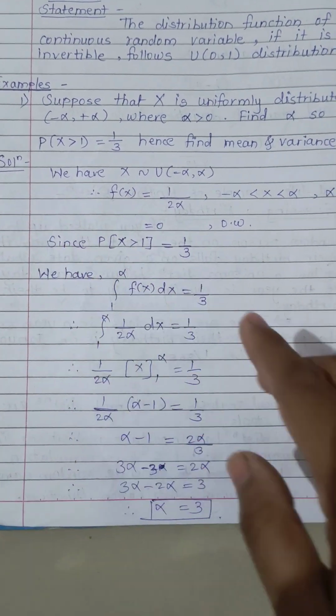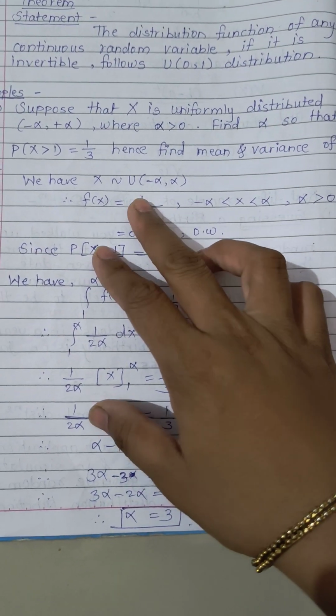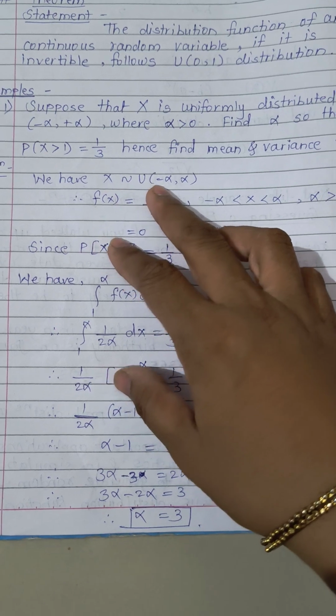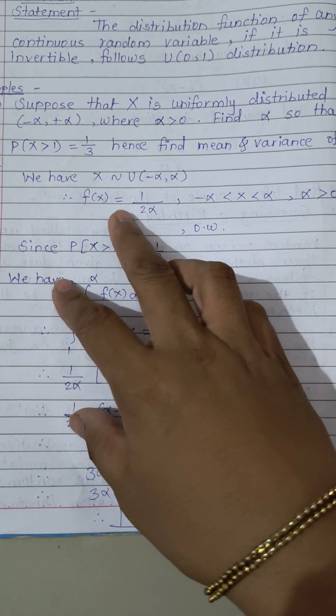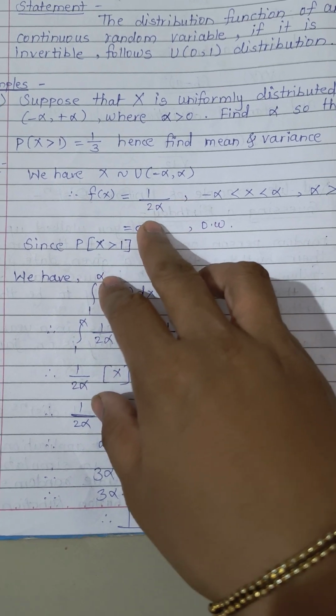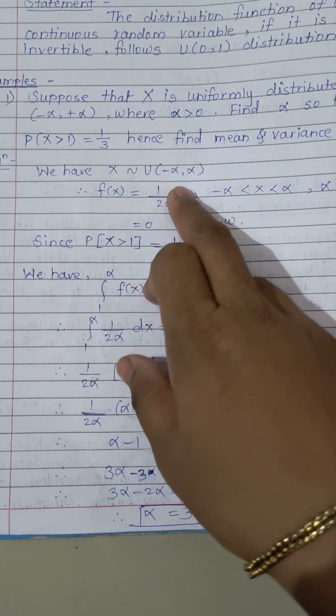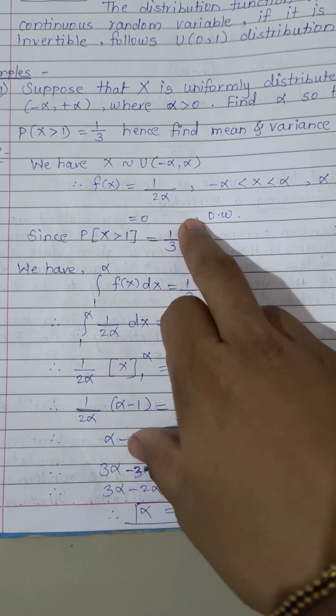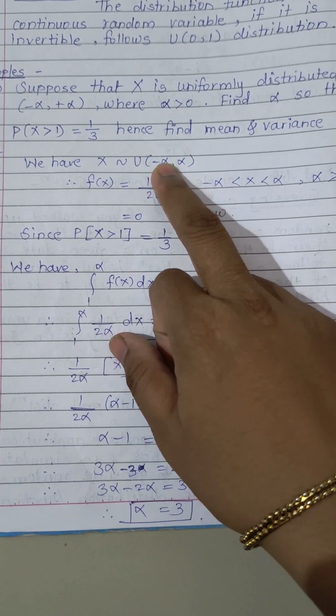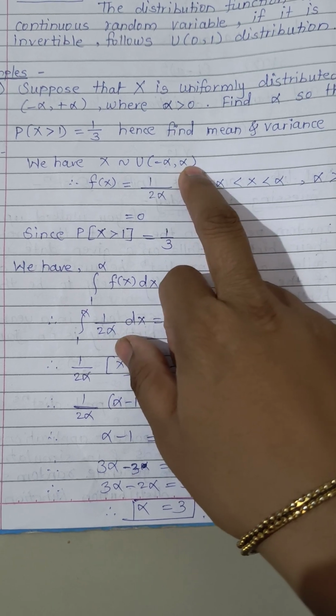Okay. In the solution we have to write down the given terms. We have x follows uniform with parameter minus alpha to plus alpha. f of x is equal to what? 1 upon 2 alpha. How did 1 upon 2 alpha come? What is the PDF of uniform distribution? 1 upon b minus a, where the range of a to b is for the uniform.